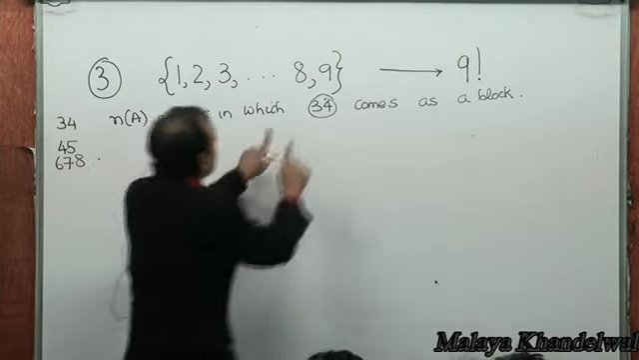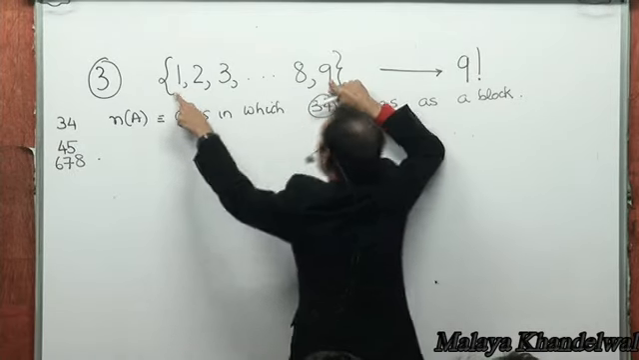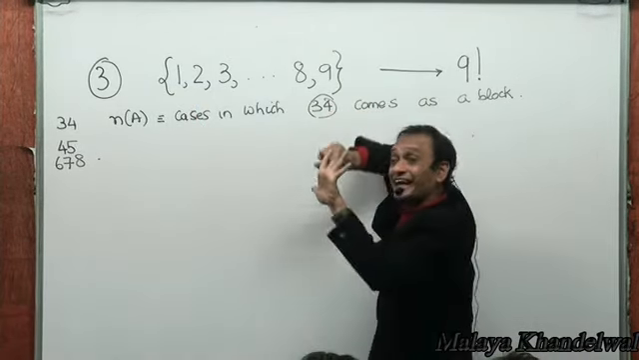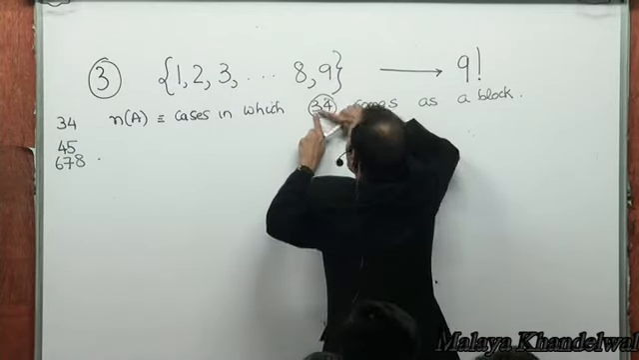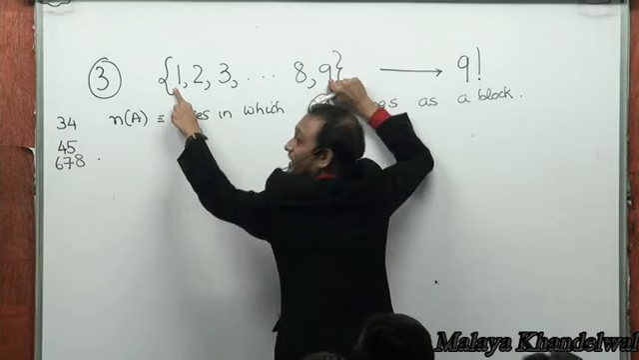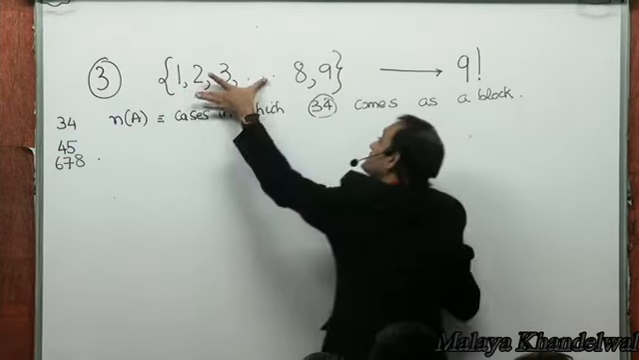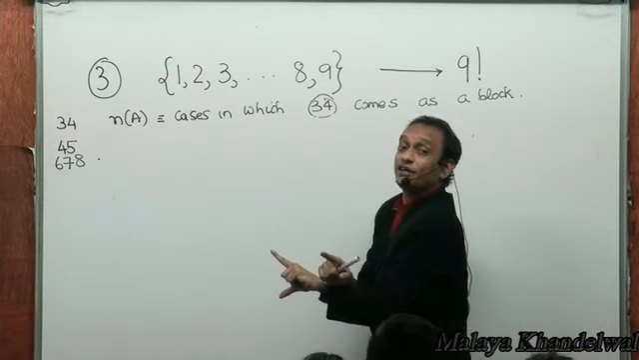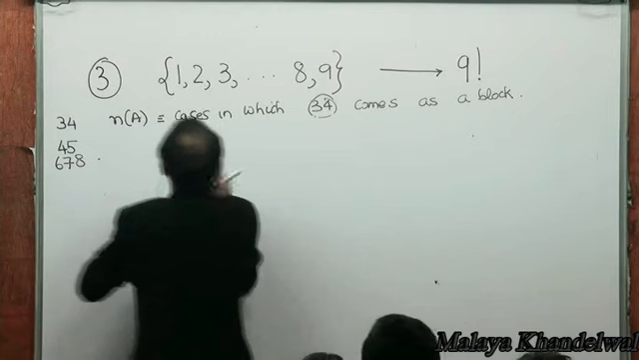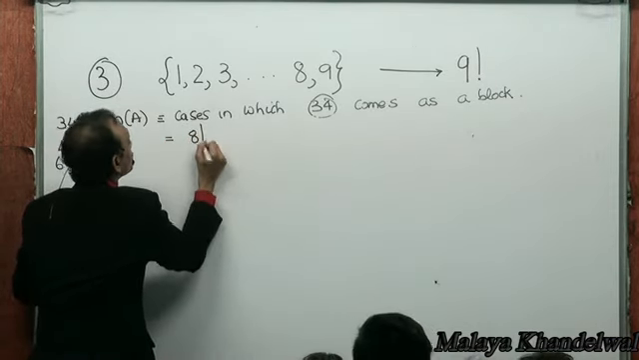Now, if 3, 4 comes as a block, there are then these remaining 7 and this one. There are 8 entities in all, right? If you exclude 3 and 4 from these 9, there are 7. And this is one single unit. So 7 and 1, 8 units to be permuted. In how many ways can you do that? 8 factorial ways. So cases in which 3, 4 comes as a block is 8 factorial.